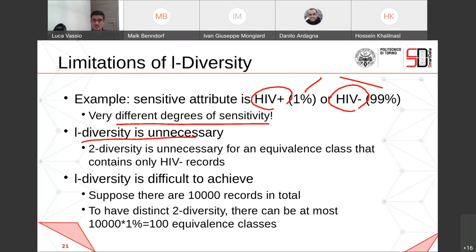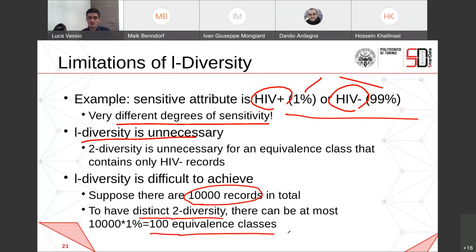And also, L-diversity is difficult to achieve, because in this case, where it's really skewed, even if we have 10,000 records, which for some medical analysis is already a lot, if we want to impose 2-diversity, then we know already that we cannot create a lot of equivalence classes. Why? Because we want to have an HIV positive in each class to be 2-diverse. This is distinct 2-diverse. And so at most, if we're really good at splitting the quasi-identifiers, we will end up with just 100 equivalence classes, which maybe is not enough for an analysis.